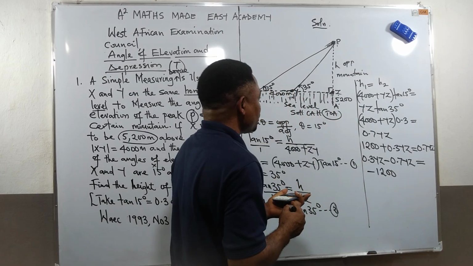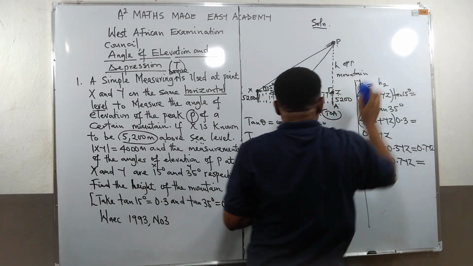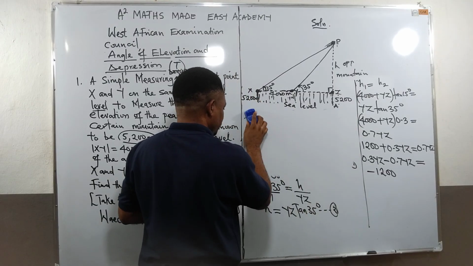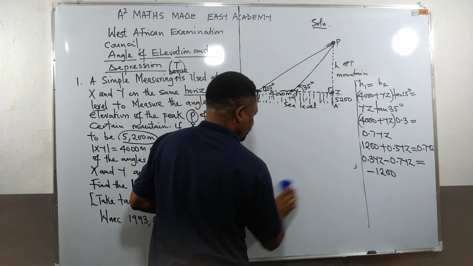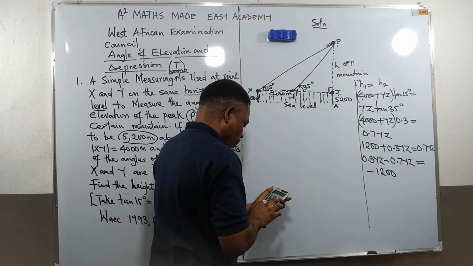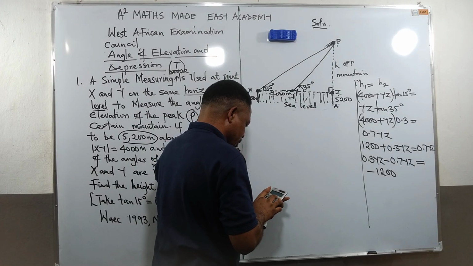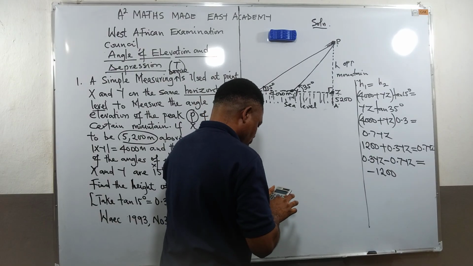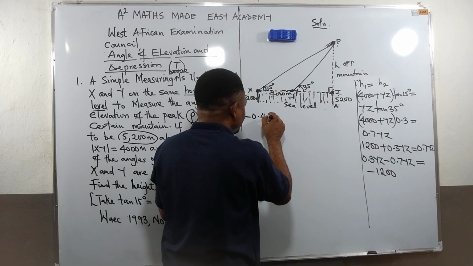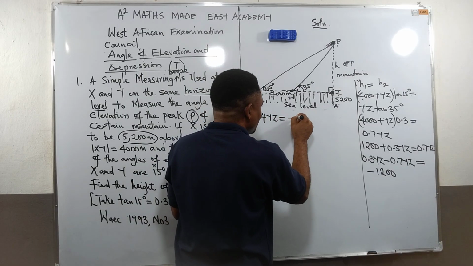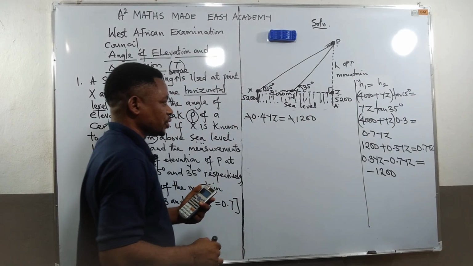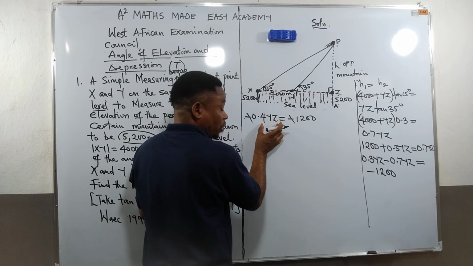Are you with me now? Now, if I continue, what am I going to get? Watch. I will now punch 0.3 minus 0.7. It will now give me 0.4. I will now have minus 0.4 yz equal to minus 1,200. Minus to the left, we cancel minus to the right. I will now make yz the subject of the formula.